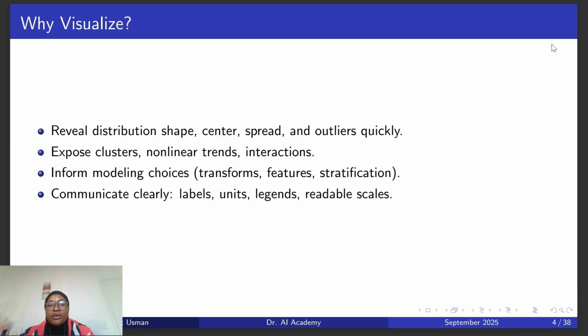Take, for instance, you are going for a presentation or you are going for a talk. When you visualize your data, it helps to communicate clearly. People can see. And we know we normal human beings, we love visuals. So when we see that, all the labels, the legends, if we clearly define them, it helps us to communicate our data even more clearly.